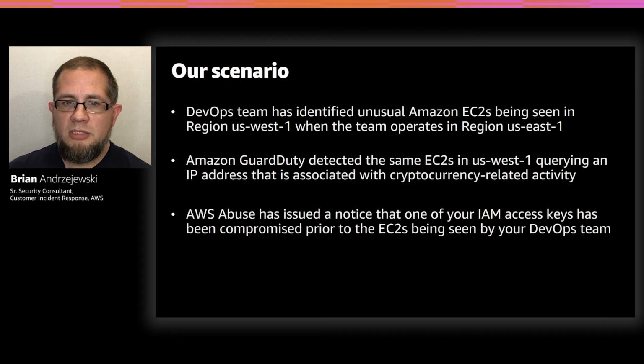GuardDuty has detected the same EC2s in US West 1 querying an IP address that's associated with cryptocurrency-related activity. And in addition, an AWS abuse notice has been issued that one of your IAM access keys has been compromised prior to these EC2s being launched by your DevOps team. Now we're going to start going through and figuring out how we're going to use CloudTrail to do that analysis.